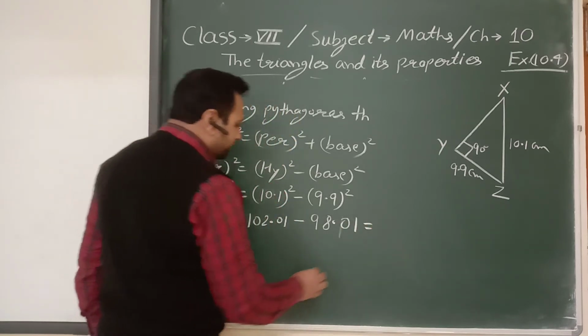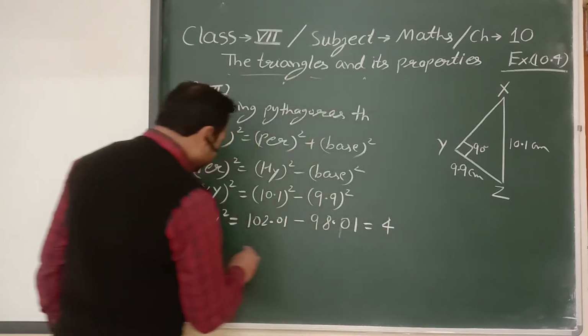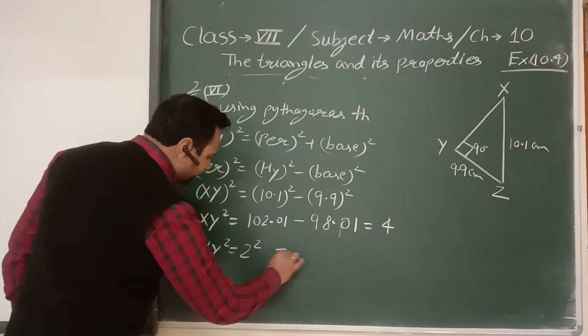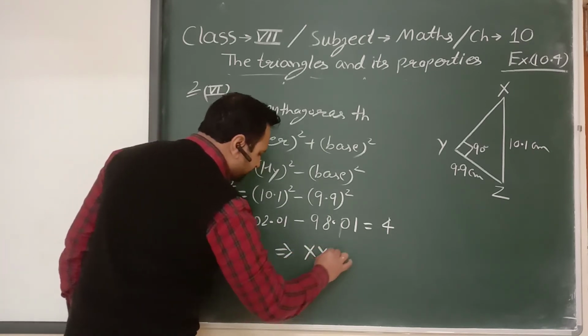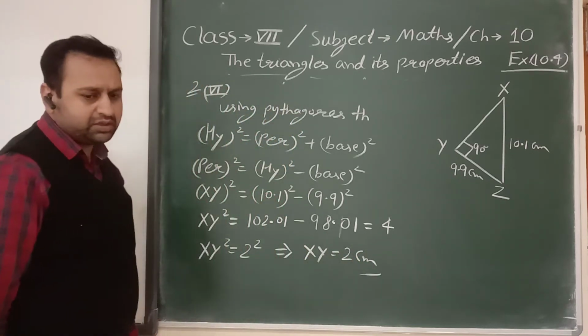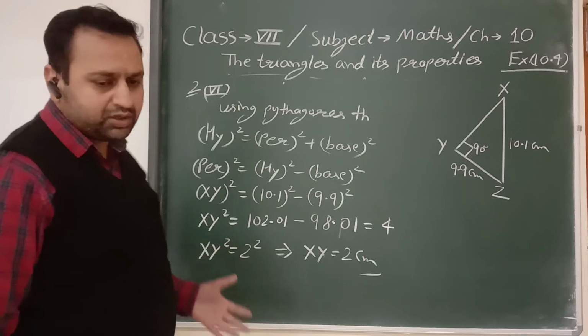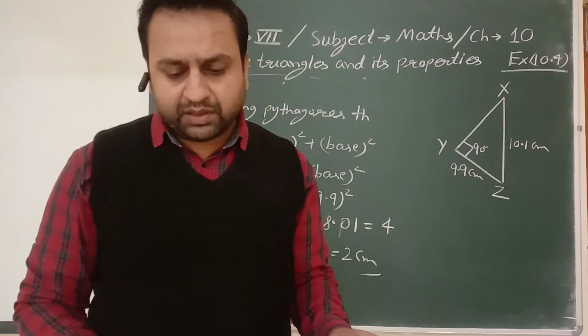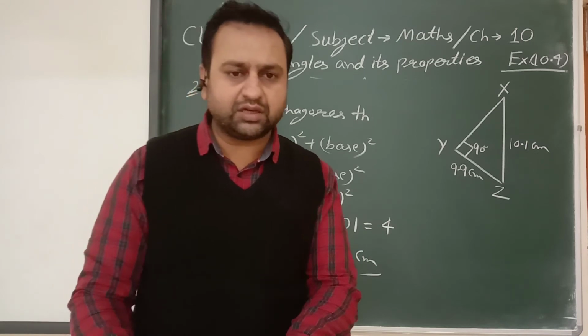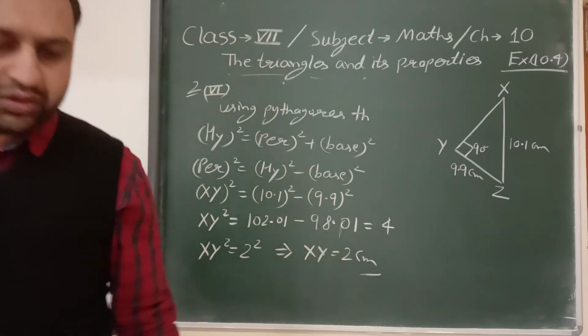And after subtracting, the value is 4, and we know that 4 is a square of 2. So we can say that XY is equal to 2 centimeter. So the unknown side is 2 centimeter. So I hope question number 2 is clear. Remaining parts try yourself. They are very simple. You have to use Pythagoras theorem. Just note down.